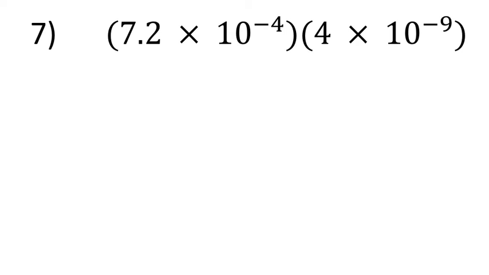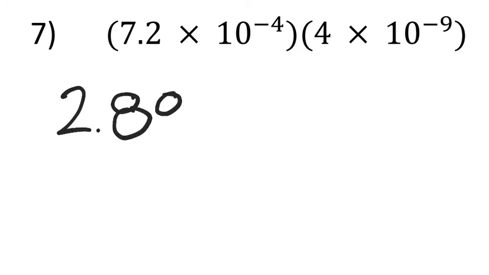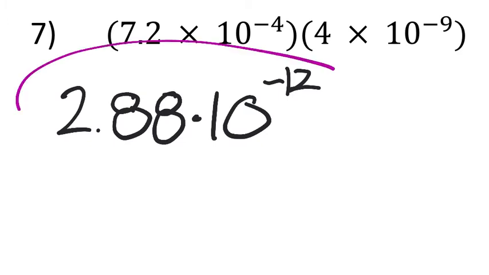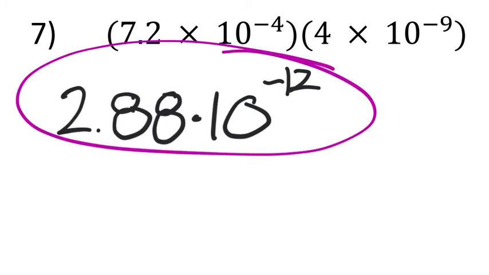Open parentheses, 7.2 times 10 to the power of negative 4. I get out of exponent mode and I close my parentheses. Open parentheses, a new one, 4 times 10 to the power of negative 9. I close my parentheses, I push enter, and my calculator shows 2.88 times 10 to the power of negative 12. Okay, that's good enough. The answer is, which one is harder?